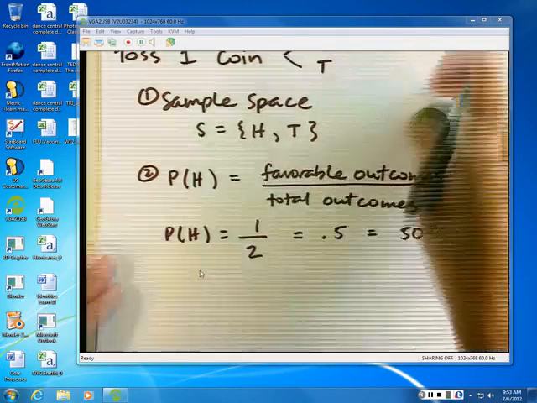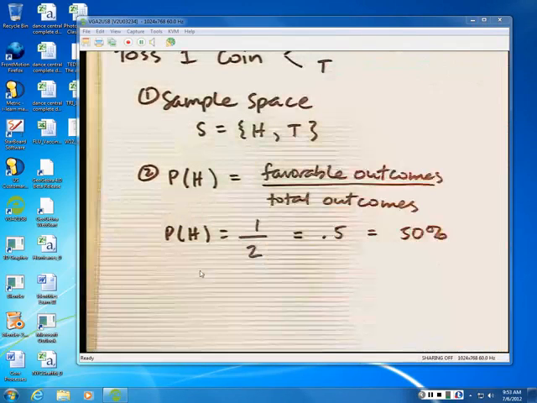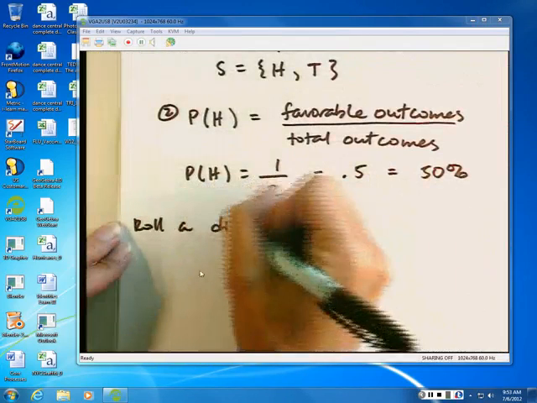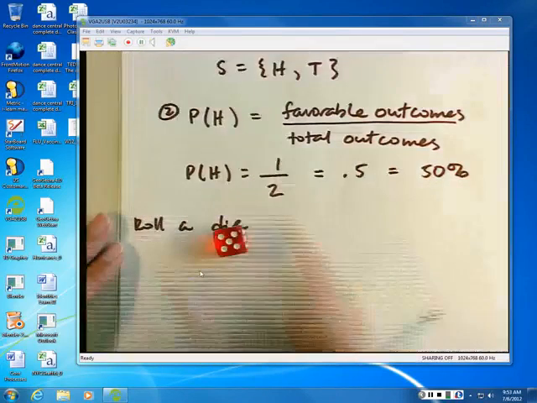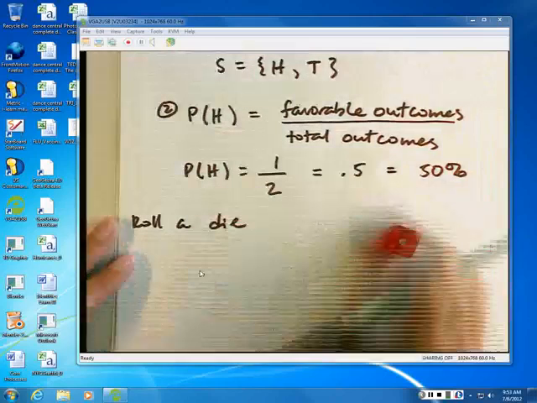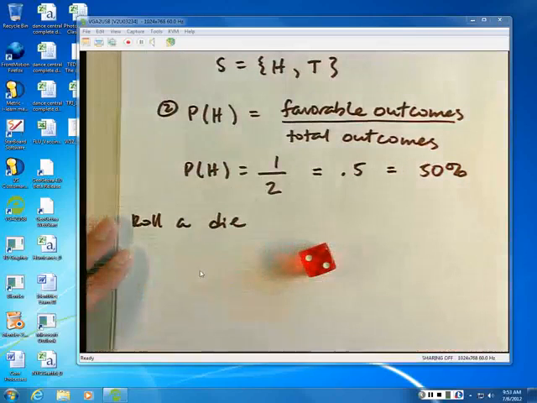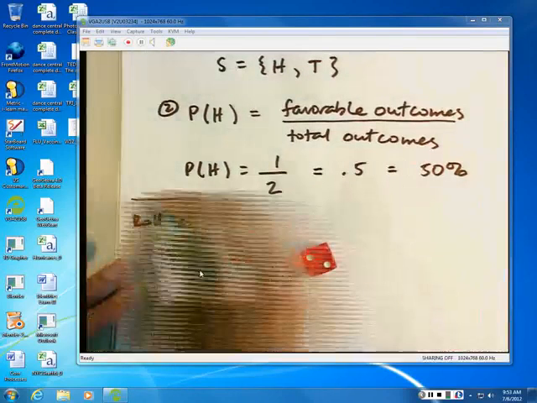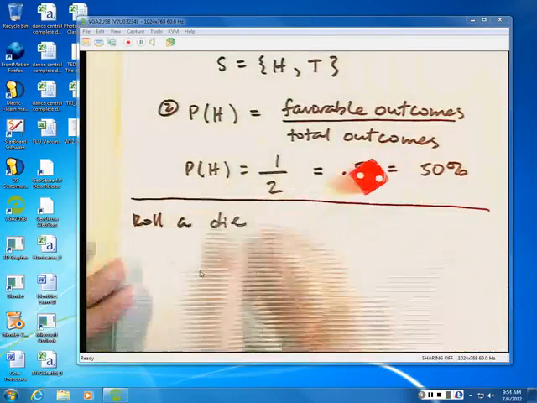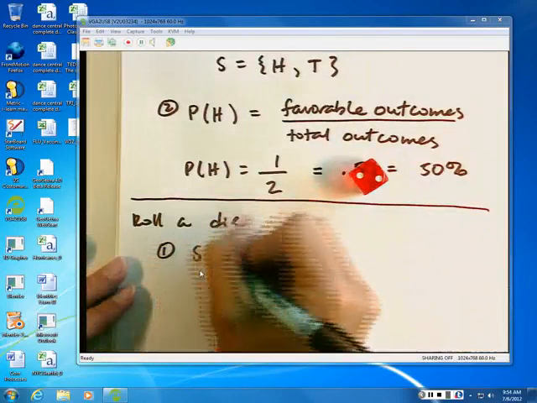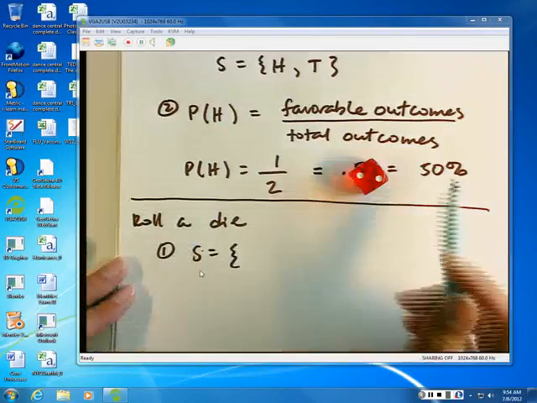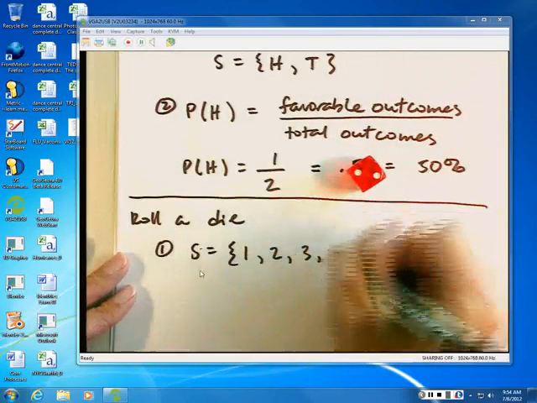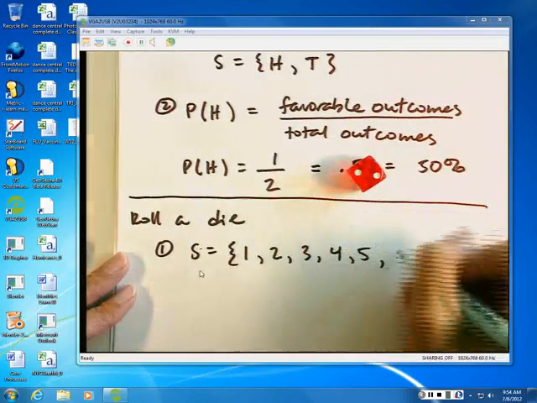Okay, so sample space. What if I was rolling a die now? So we roll a die, just a regular 6-sided die. So I could land on 5 or 1 or 2. So I've just got a regular 6-sided die. If I were to roll a die now, I can come up with that sample space, S, all possible outcomes. Well, the smallest outcome is a 1. I could land on a 1, 2, anything up to a 6: 3, 4, 5, 6.